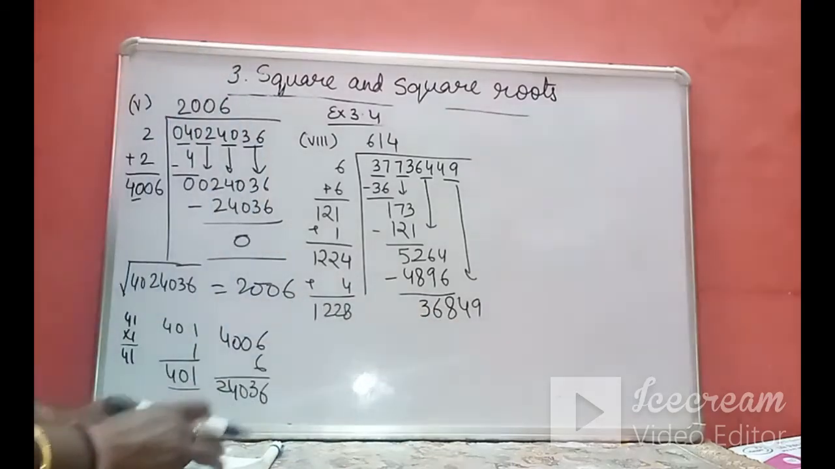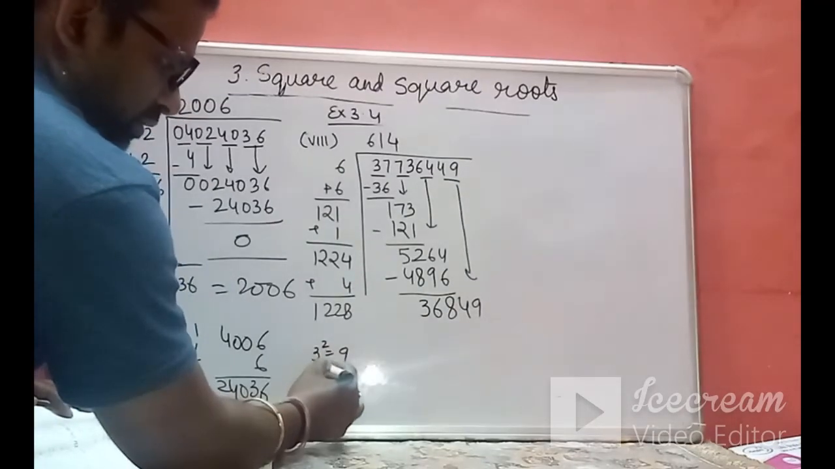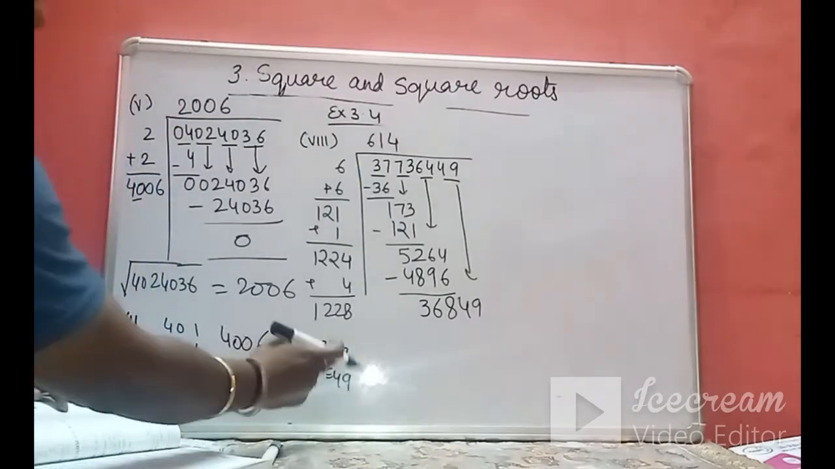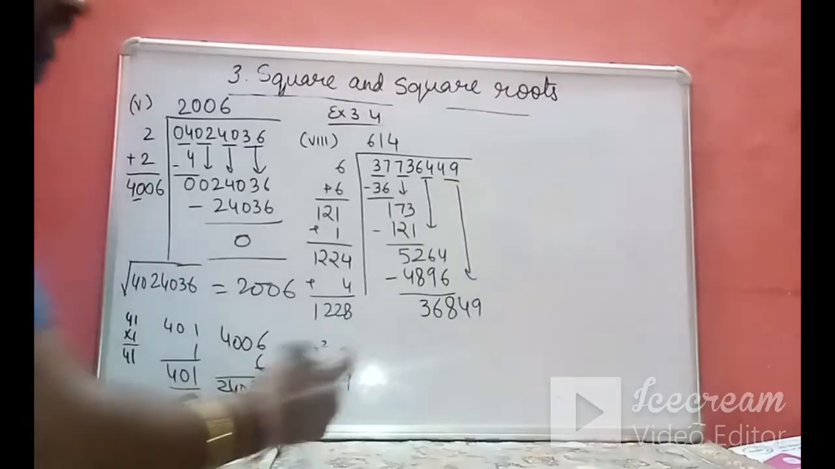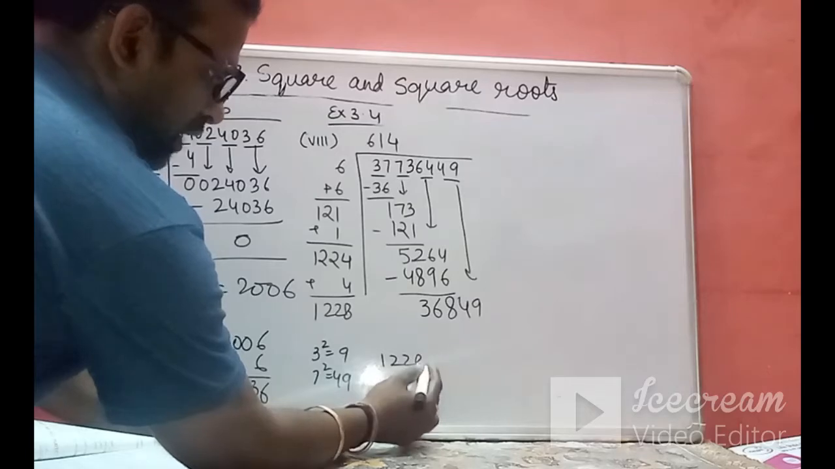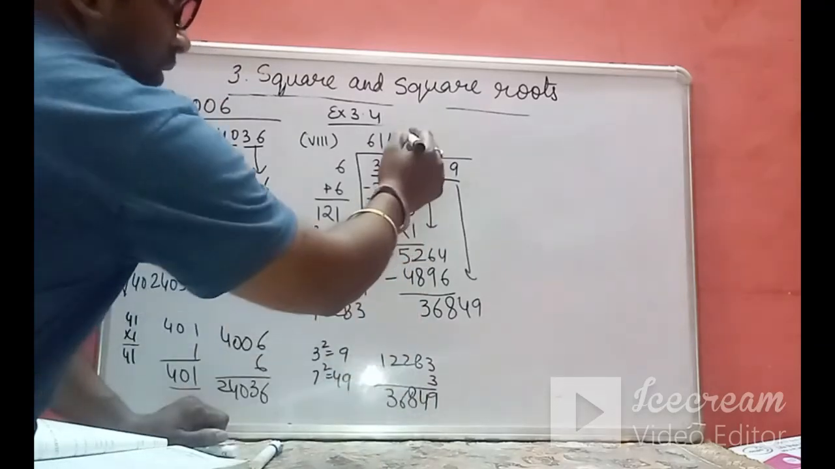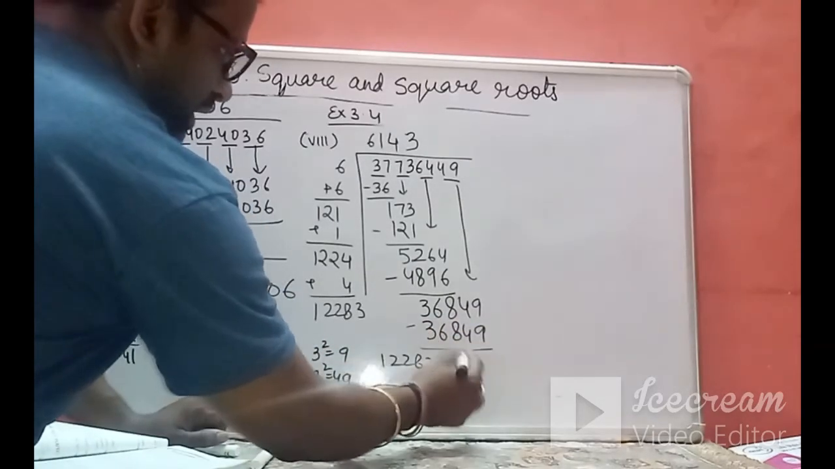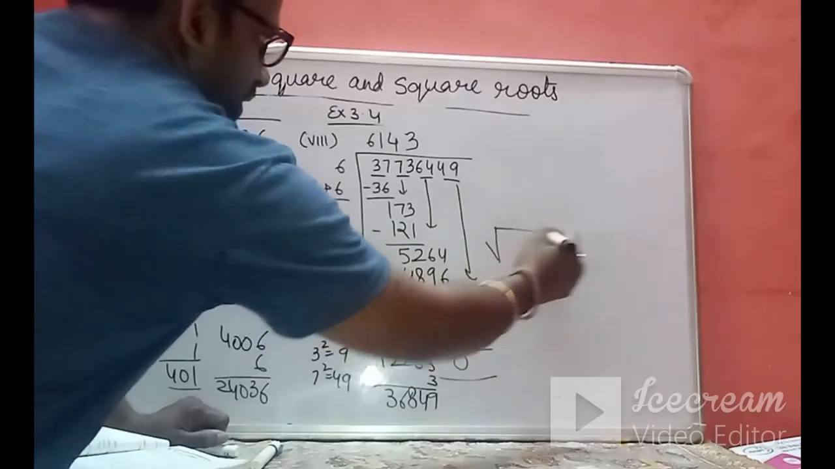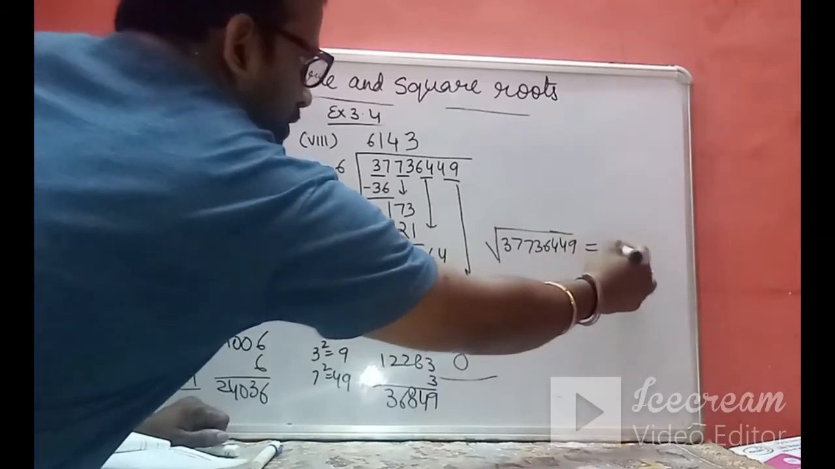Now for this last one, again we have two choices. If you remember, 3 square was 9 and 7 square was 49. So these two numbers contain 9 at the unit place. So here I have two choices. Either I can check for 3 or for 7. So suppose I check for 3 first. Okay, so I got this answer. So I will put this 3 here. So it is 36849. When I subtract, I will get the answer as 0. So I can say that square root of 377 36449 is equal to 6143.